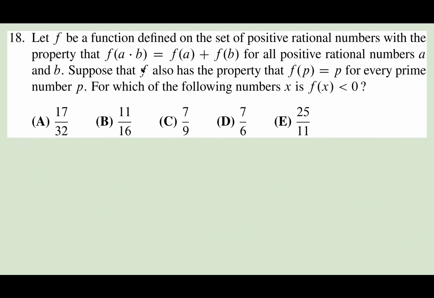Okay, now this one was really weird. Let f be a function defined on the set of positive rational numbers with the property that f of a times b equals f of a plus f of b for all positive rational numbers a and b. Suppose that f also has the property that f of p equals p for every prime number p. For which of the following numbers x is f of x negative? So yeah, this one was really weird. I remember kind of trying to figure out what this function was all about.